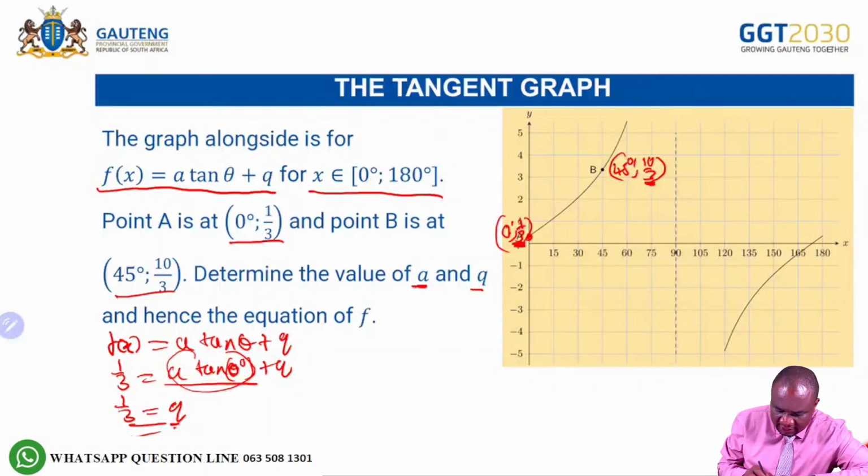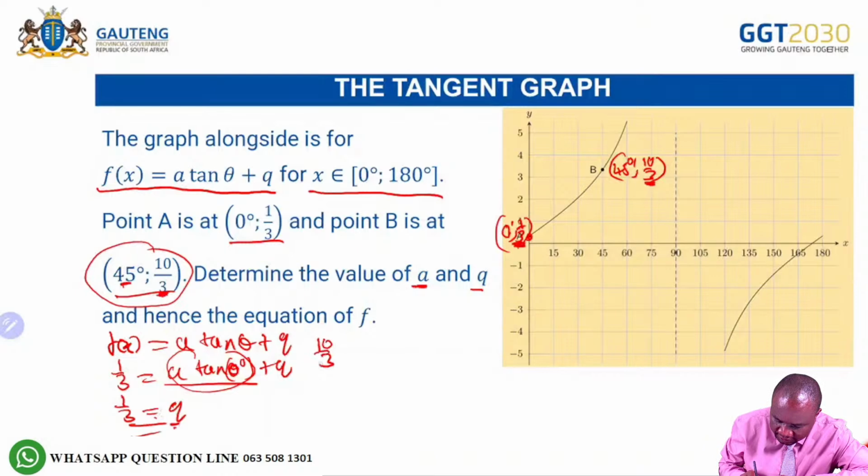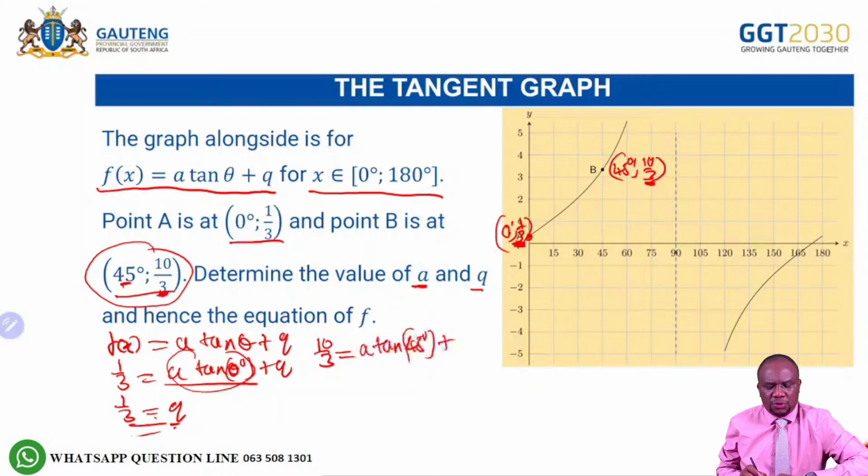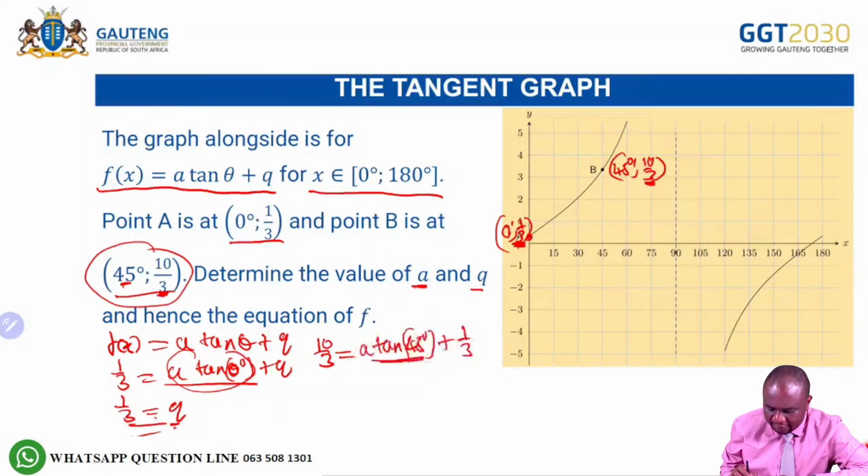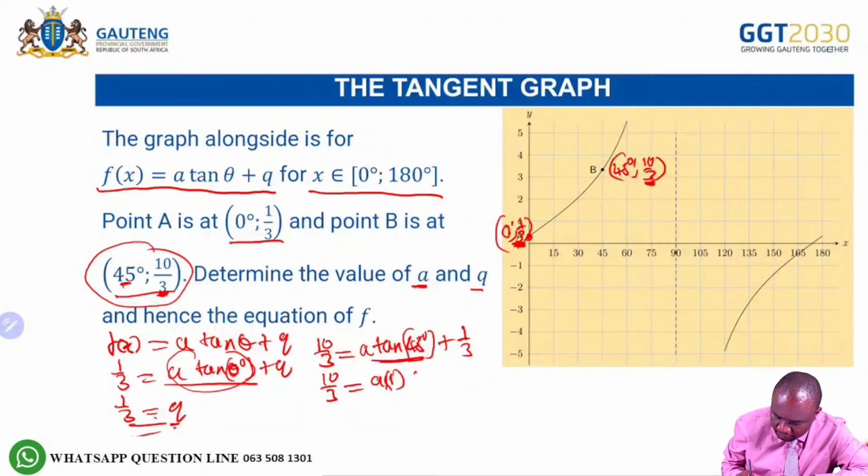Okay? And then let's use this other point. Now we have the value of q. So where there's f of x, we put 10 over 3, and where there's theta, we put 45 degrees. So it's going to be 10 over 3 is equal to, we want to find what? A, we don't know a, and then tan 45 degrees, and then plus what? Q. We now know our q, which is 1 over 3. Then what is tan 45? Tan 45 is 1. So it becomes 10 over 3 is equal to a times 1, and then plus 1 over 3.